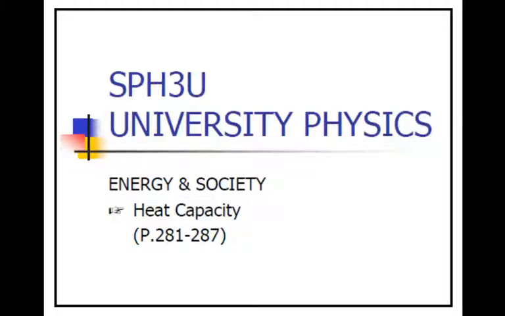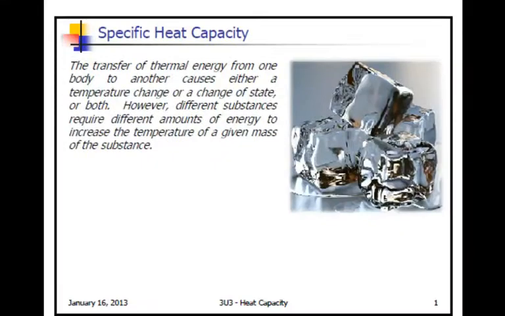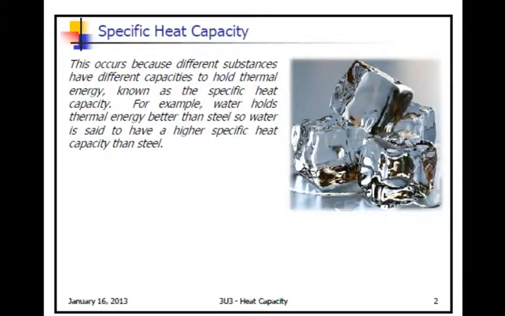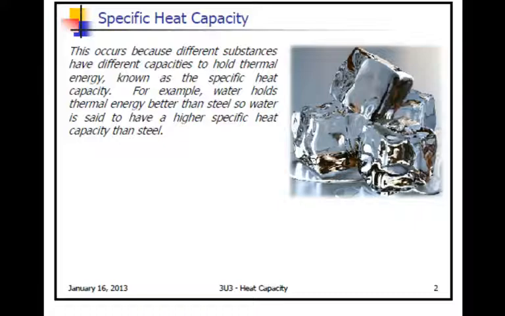So this lecture is going to be a bit more mathematical. We're going to talk about heat capacity. The transfer of thermal energy from one body to another causes either a temperature change or a change of state or both. However, different substances require different amounts of energy to increase the temperature of a given mass of the substance. This occurs because different substances have different capacities to hold thermal energy. This is known as the specific heat capacity of a material. For example, water holds thermal energy better than steel, so water is said to have a higher specific heat capacity than steel.